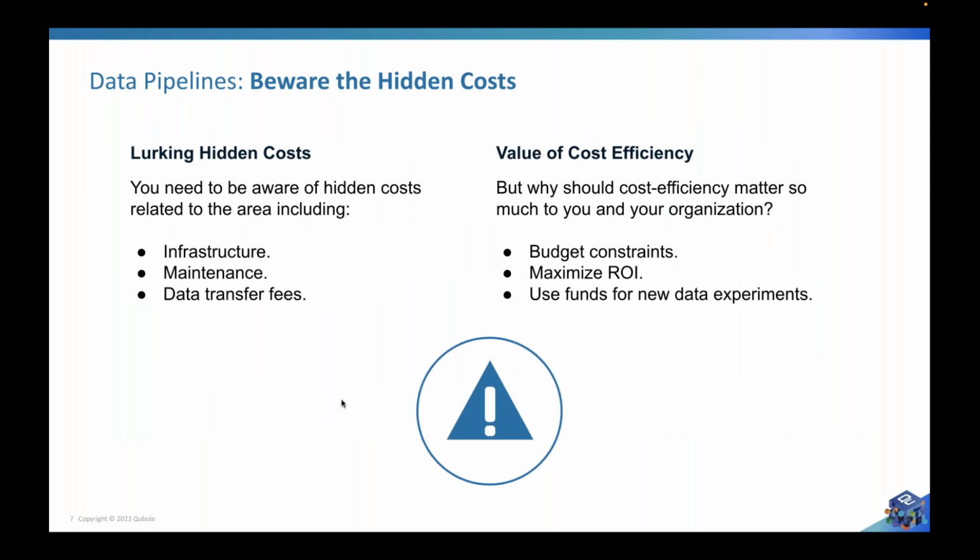Now, when you create pipelines, one of the important aspects is that there are a lot of hidden costs, as we spoke about in the first few slides. It can be cost prohibitive, or the cost can overrun your budgets. But what causes the cost overruns? There are three aspects we have to look at: infrastructure, maintenance, and data transfer fees.